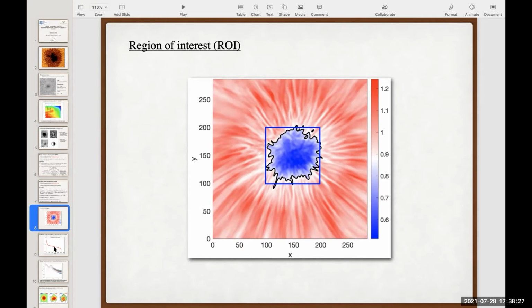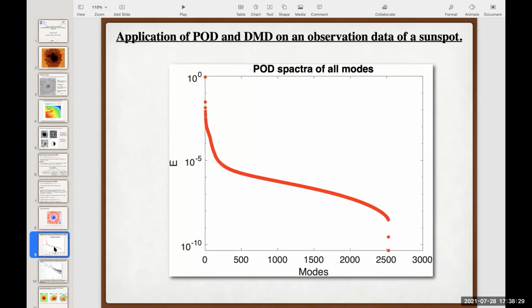As I mentioned at the beginning, POD ranks the modes in terms of their contribution by the matrix sigma. In the ranking, you can see the first mode has the highest energy among all modes, and the last POD mode has the lowest energy among POD modes.